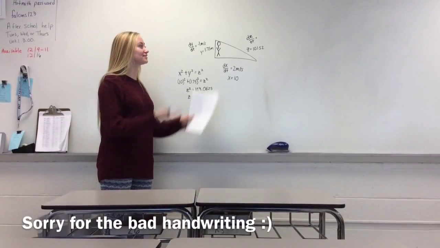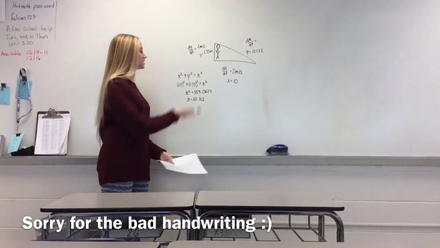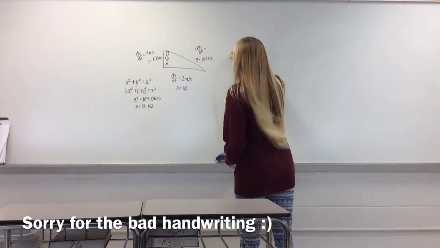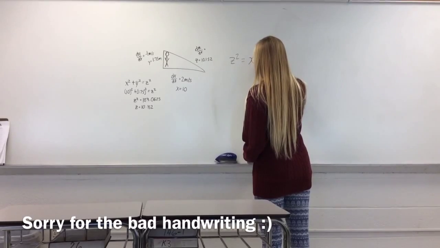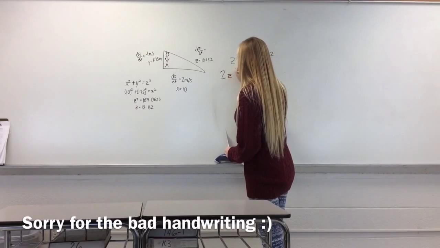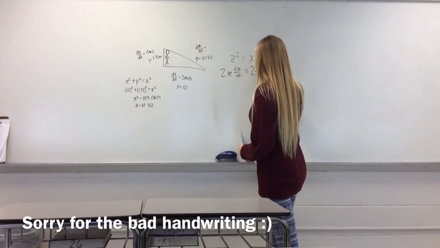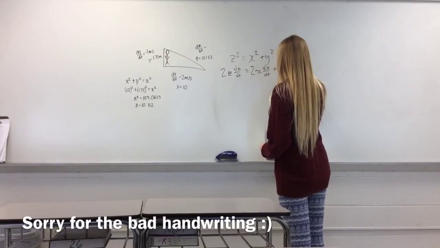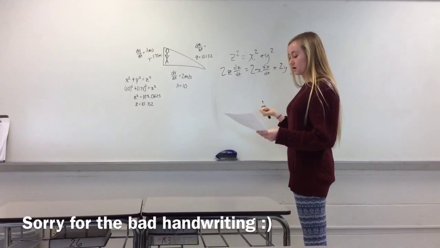Okay, so now that we've found our z value, we can go and solve for dz dt. And how we do that is we take our Pythagorean theorem and we take the derivative of it. So z squared equals x squared plus y squared. So now we take the derivative, so it would be 2z dz dt equals 2x dx dt plus 2y dy dt. And now we just plug in our values.